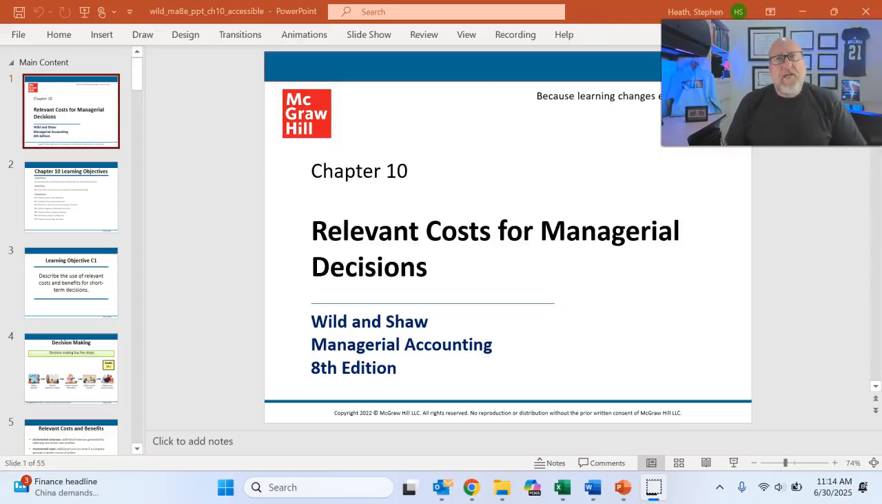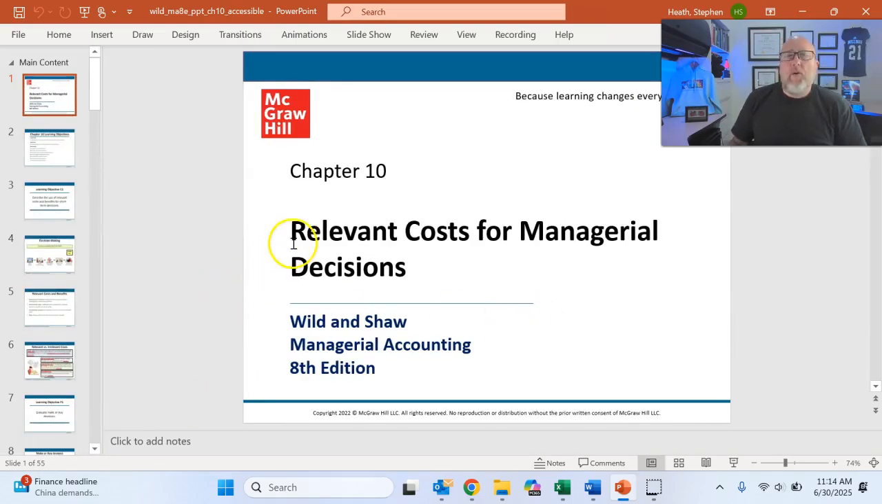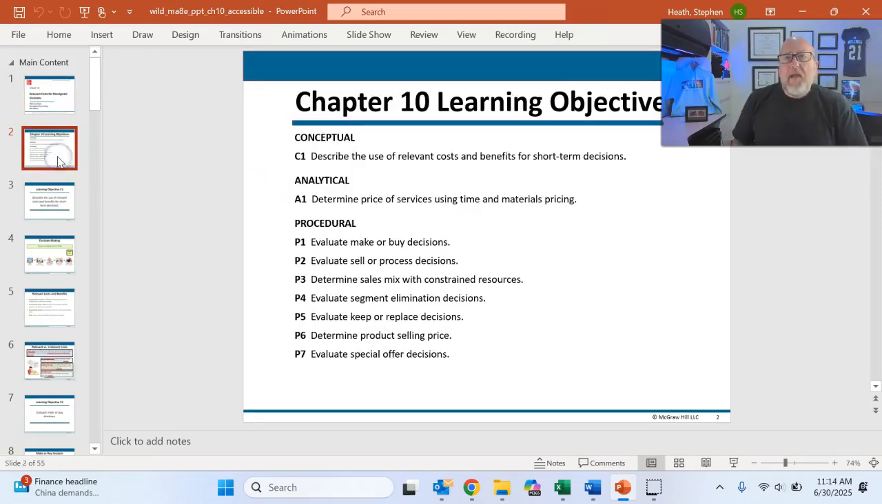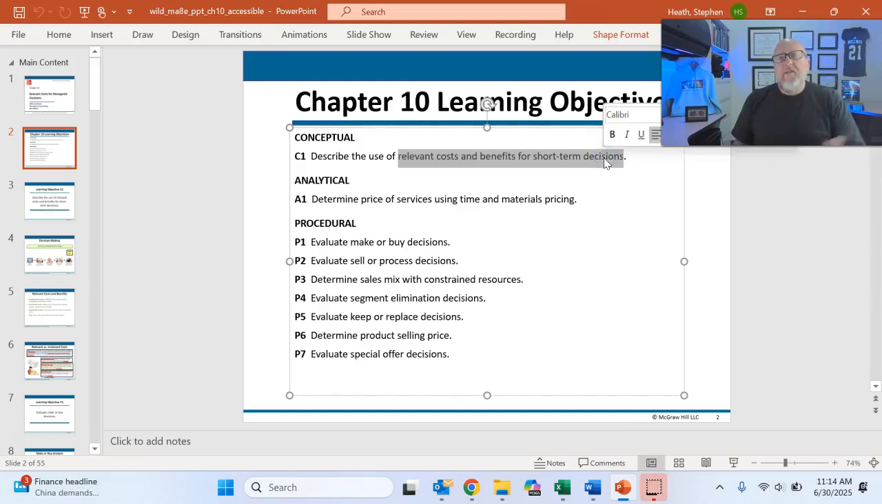All right, chapter 10, but really it's chapter something else, as you probably have already figured out. But regardless of the chapter number, the chapter content is the same. We're going through relevant costs for managerial decisions, and we are going to cover how to use relevant costs and benefits for short-term decisions. Most of this chapter has to do with short-term decisions.